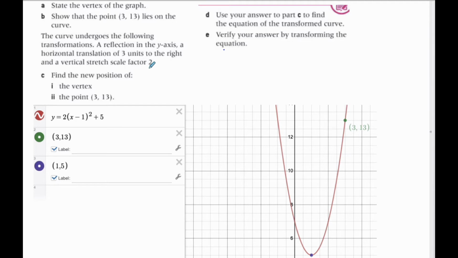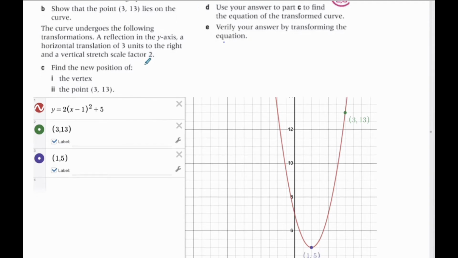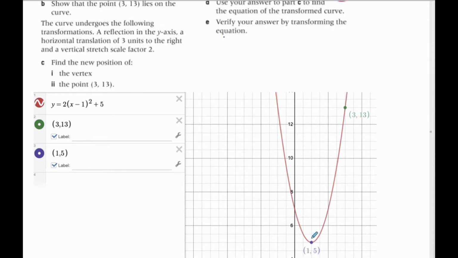vertical stretch by 2. So if we go step by step, I know at this point (1, 5) will reflect over the y-axis. It means it will end up over here at (-1, 5). And (3, 13) will become over here (-3, 13). When I then take it and translate it to the right 3 units, this is going to go over 1, 2, 3 to here, to (0, 13). And (-1, 5) will go over 1, 2, 3 to (2, 5).